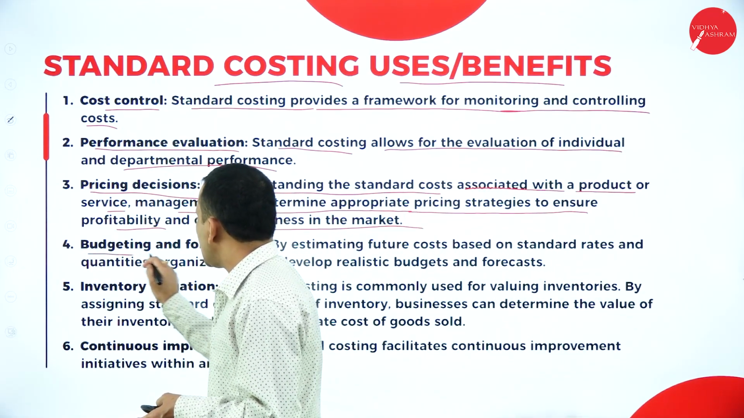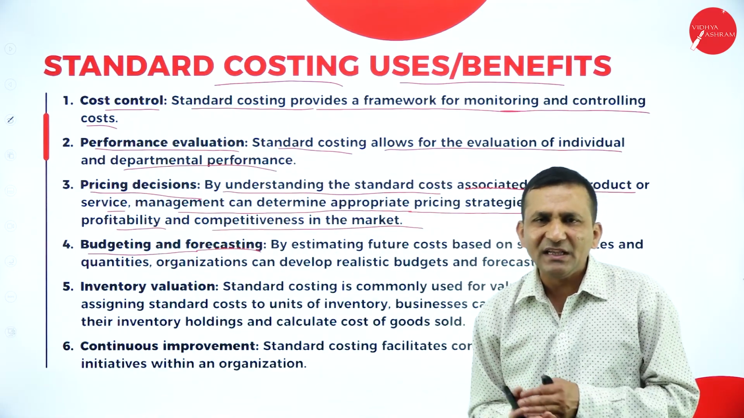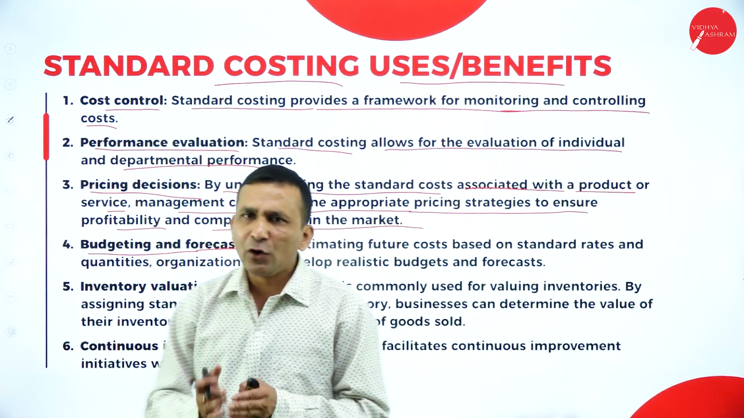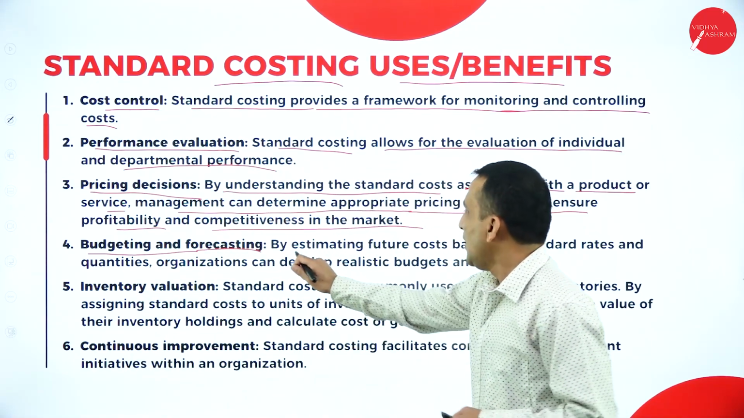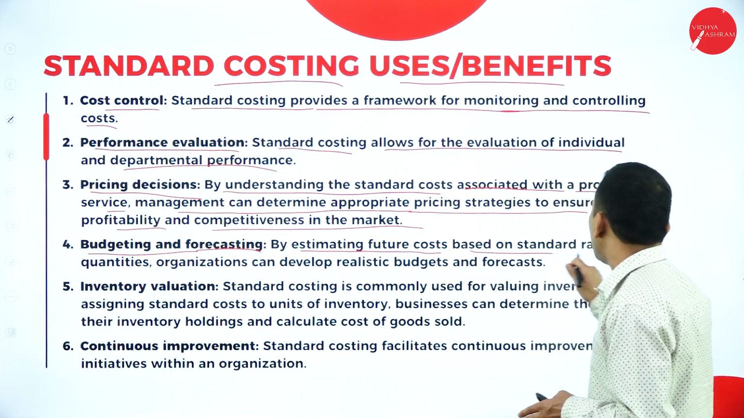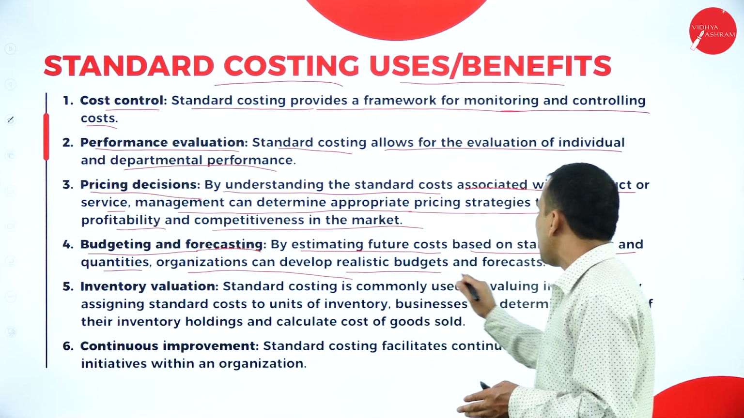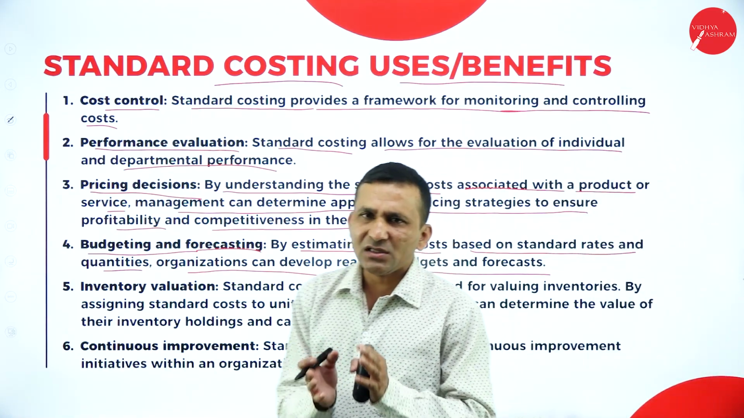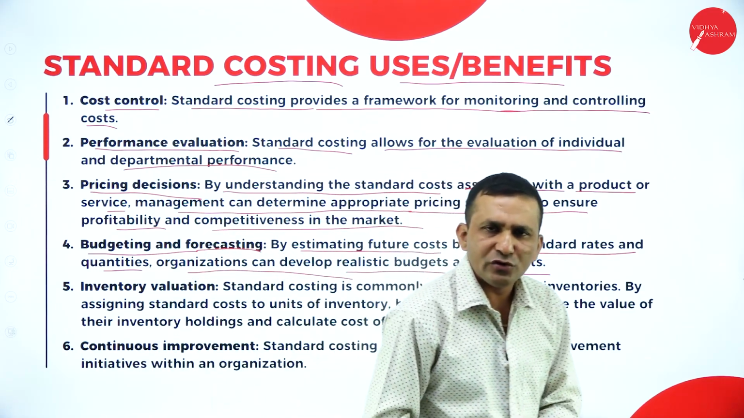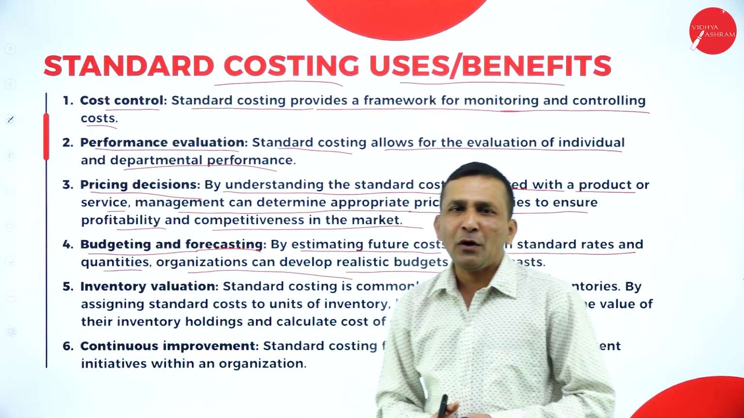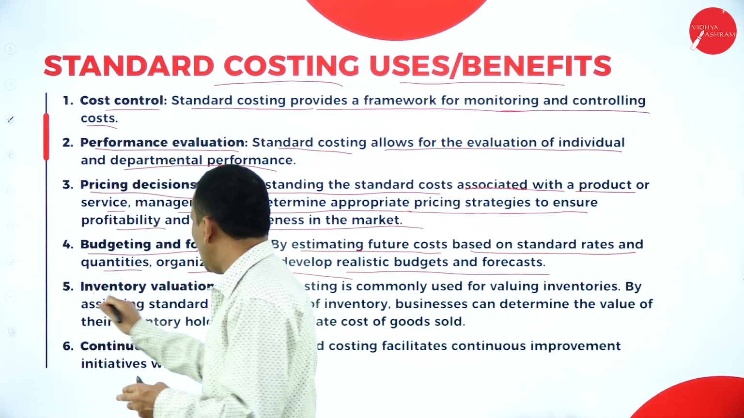And the next one is budgeting and forecasting. Always you are setting a standard and implementing this standard, which is nothing but the accounting plan, the budget, which is forecasting, right? By estimating the future cost based on the standard rate and quantity, the organization can develop a realistic budget and forecast. Because all the inputs and resources are connected to production, you are producing a standardized product. With the help of a proper budget only, we take any steps to go further.